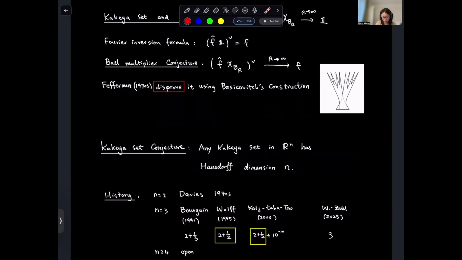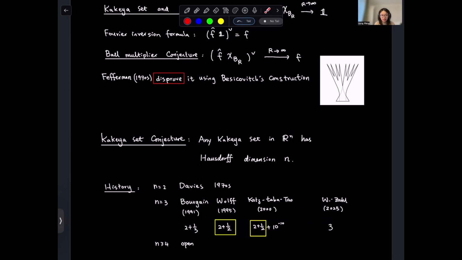The dimension 2 case was solved by Davies in the 1970s, and starting from dimension 3, the problem becomes very difficult. There has been the work of Jean Bourgain, who proved that any Kakeya set in R^3 has Hausdorff dimension greater than or equal to 2 plus 1/3, and also by Tom Wolff, who showed that any Kakeya set in R^n has Hausdorff dimension greater than or equal to 2 plus 1/2.